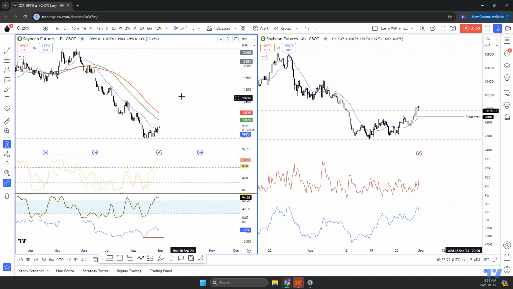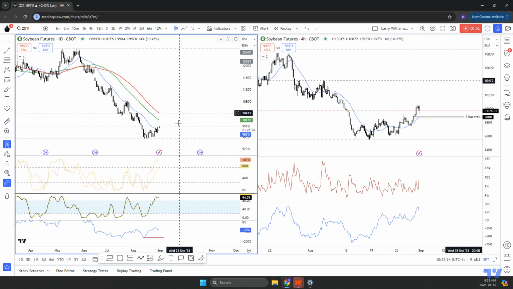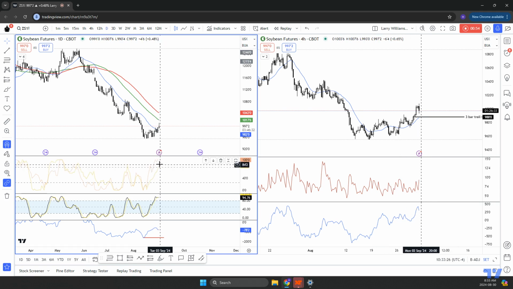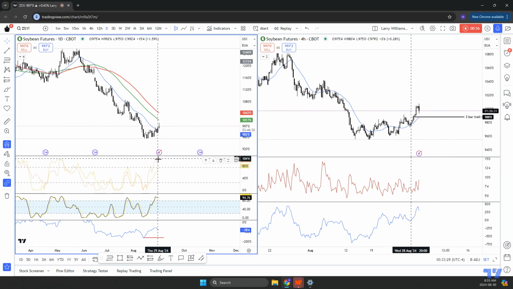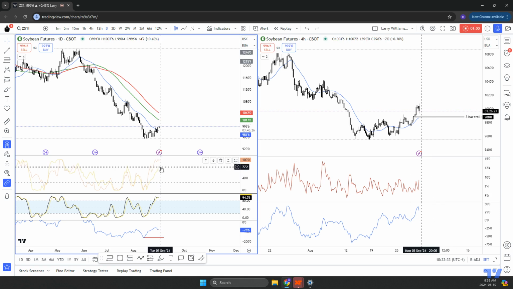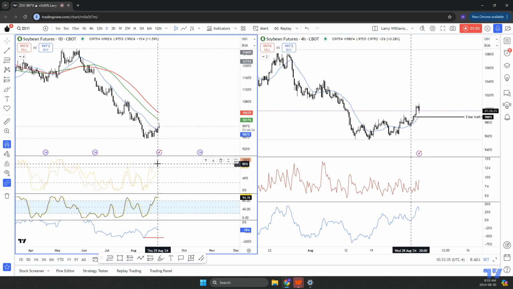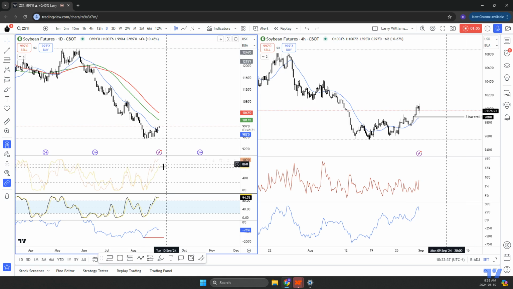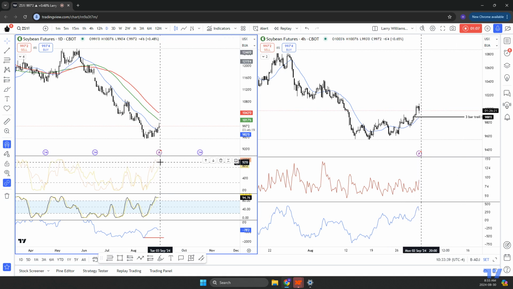Step number two is to look at valuation versus gold and bonds. This indicator here shows that soybeans are overvalued relative to the price of bonds and also overvalued relative to the price of gold. If an asset is overvalued in a downtrend, it's a good selling opportunity.